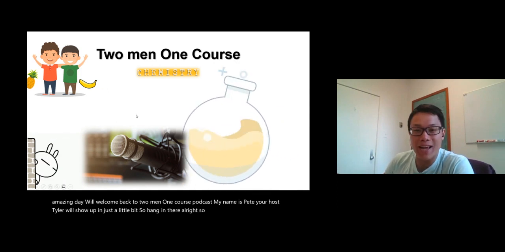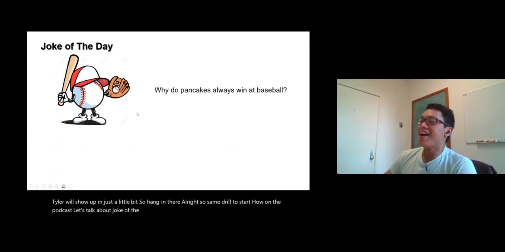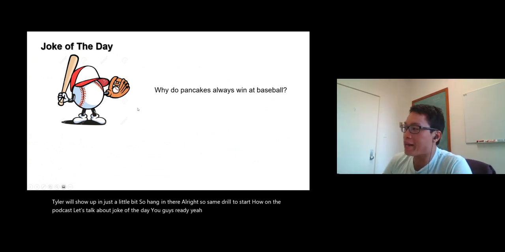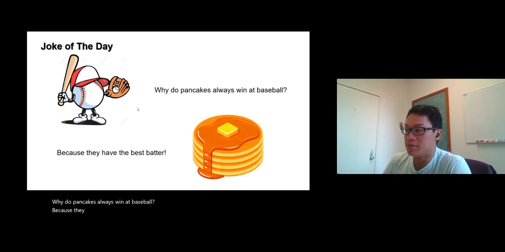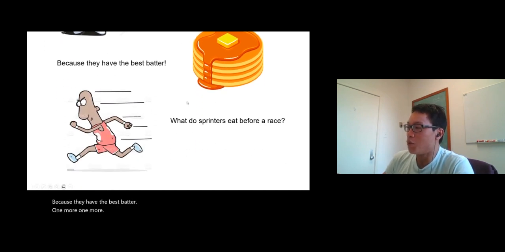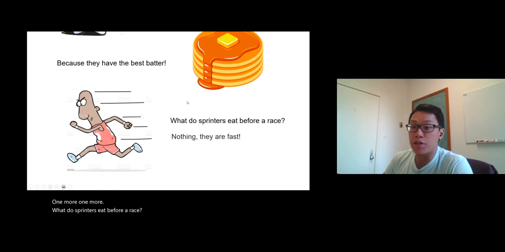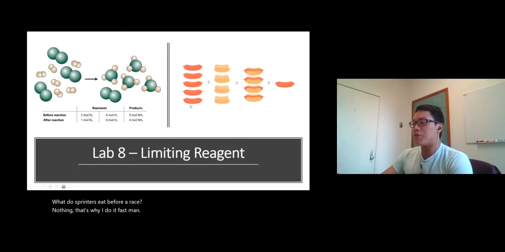To start out the podcast, let's talk about the joke of the day. You guys ready? All right. First one: why do pancakes always win at baseball? Because they have the best batter. One more: what do sprinters eat before a race? Nothing. That's why they're fast, man. All right, so now next one.